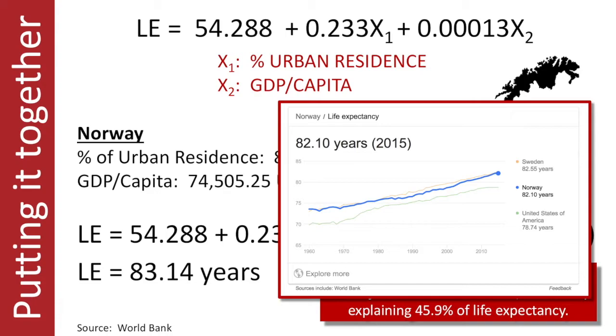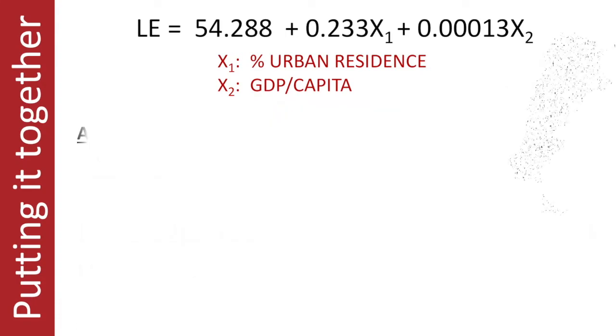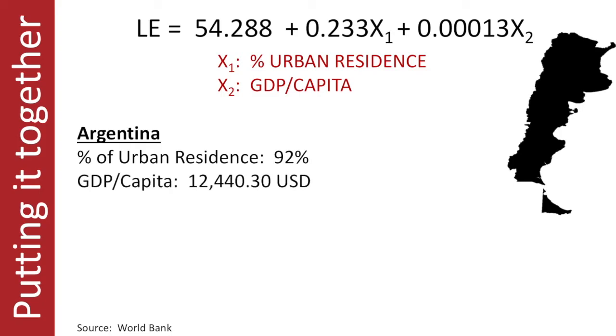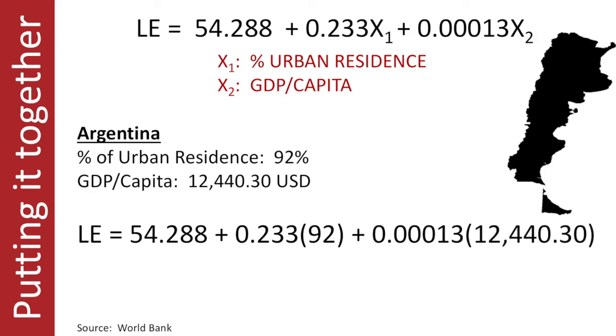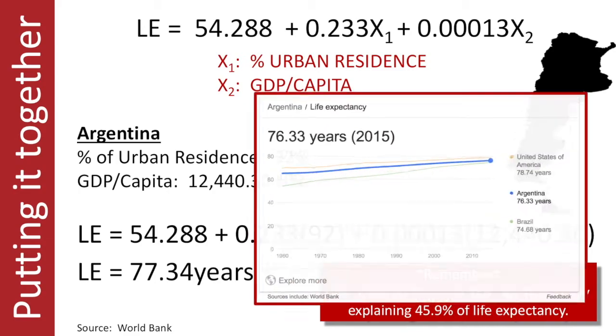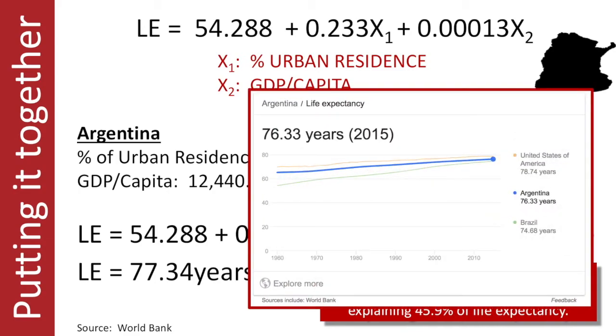Sweet. Okay, let's try another one. Let's go to another part of the globe, Argentina. Same process here. So the percentage of urban residents is 92%, and the GDP per capita there is about $12.4 thousand. So I plugged that into the equation, 92 for x1 and 12.4 thousand for x2, and I found that the life expectancy in Argentina should be about 77. Keeping in mind, of course, that we don't have the whole story. And shall we see how close I got? It looks like 76 is the current life expectancy. So again, we got pretty close.